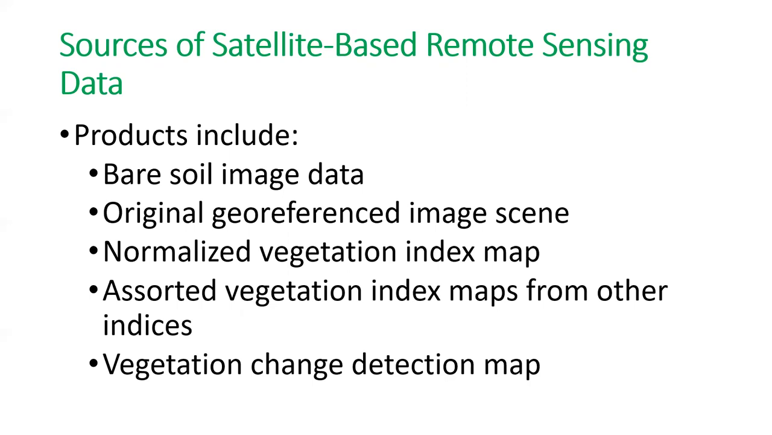All these satellites produce different products. The products include bare soil image data, original georeferenced image scenes, normalized vegetation index maps, assorted vegetation index maps from other indices, and a vegetation change detection map. And all these are quite useful. We're going to discuss a little bit on vegetation index, because it's one of the quite important things we're going to do. As I explained, later on we are going to explore artificial intelligence, which is the main focus area, to improve how vegetation index produces all these kinds of maps by using machine learning.